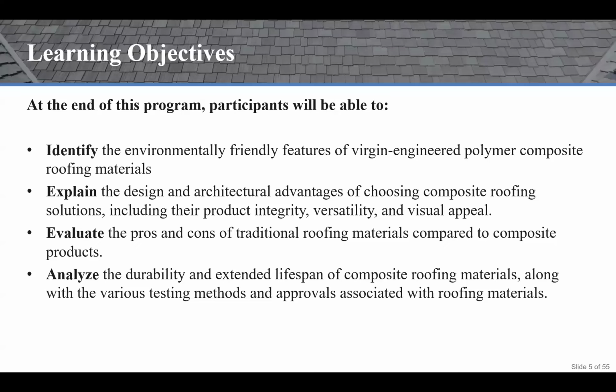Our learning objectives by the end of our talk today: we aspire that you'll be able to identify the environmentally friendly features of virgin engineered polymer composite roofing materials. You'll be able to explain the design and architectural advantages of choosing composite roofing solutions, including their product integrity, versatility, and visual appeal. You'll be able to evaluate the pros and cons of traditional roofing materials compared to these composite products, and analyze the durability and extended lifespan of composite roofing materials, along with the various testing methods and approvals associated with the roofing materials.